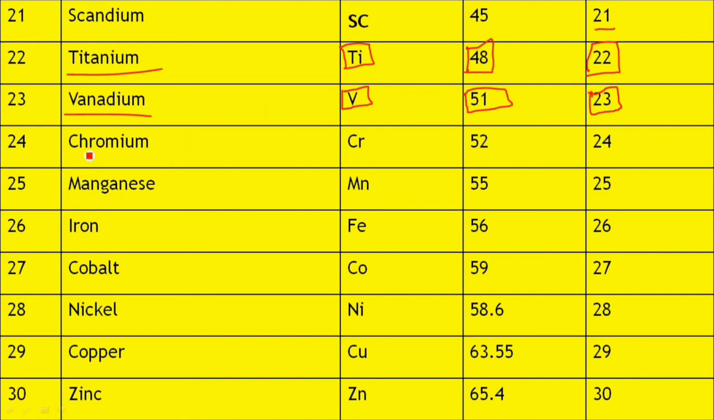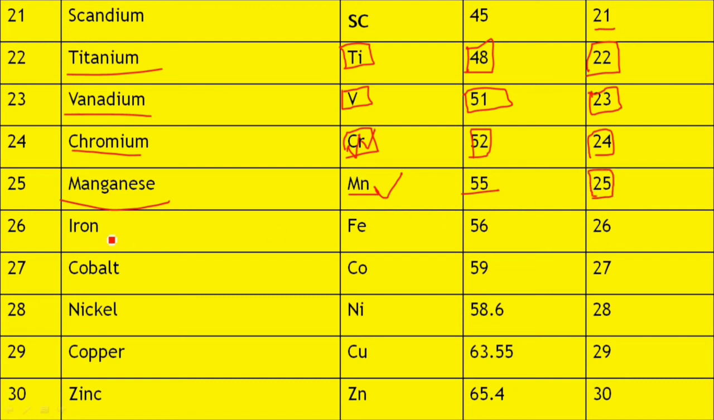Okay, next, chromium. Its symbol is Cr. Here also you can see the first letter is capital and the second letter is small. Next, its atomic weight is 52 and its atomic number is 24. The 25th element, manganese. Its symbol is Mn. Next, 55 is its atomic weight. 25 is the atomic number of manganese. I think you can understand.